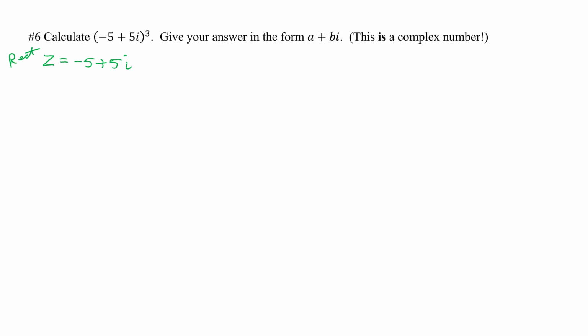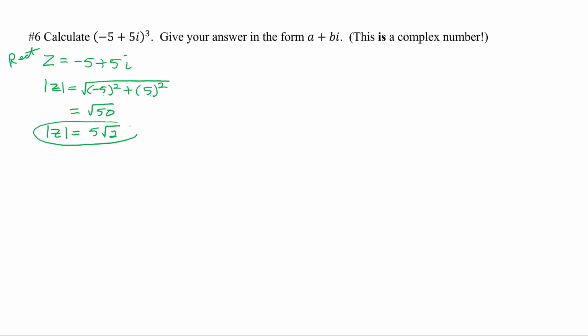The first thing I want to do to change rectangular coordinates into polar form is find the modulus of z, which is equal to the square root of negative 5 squared plus 5 squared, a squared plus b squared. That gives us the square root of 25 plus 25, which is the square root of 50. We can simplify that by writing modulus of z is equal to 5 square root 2.